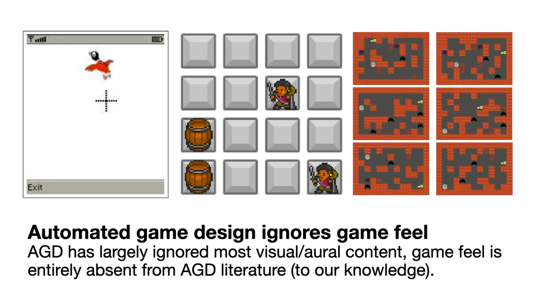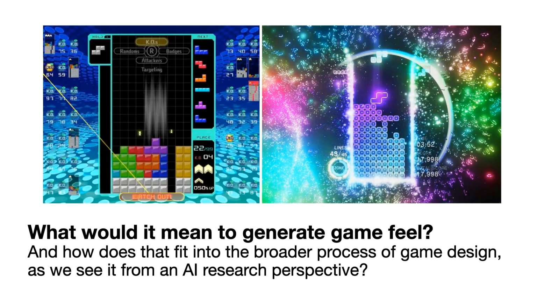So automated game design is the idea that we can apply AI to the game development and design process. But most of that work so far has been focused on rules, some stuff on visuals, but game feel, to our knowledge, is absent from AIIDE literature. So when we came into this project, we asked ourselves what it would mean to generate game feel for games, and how that fits with this broader idea of designing games with AI.